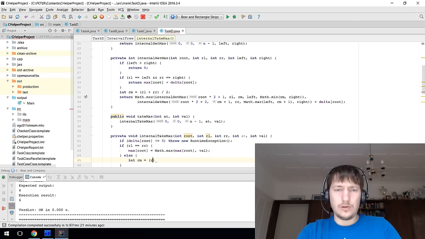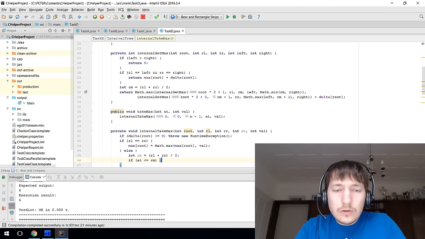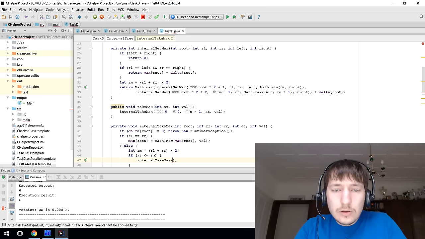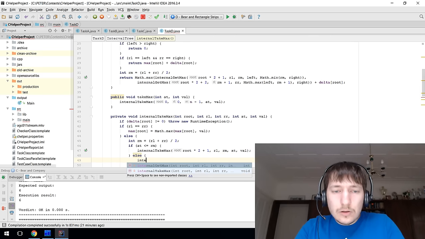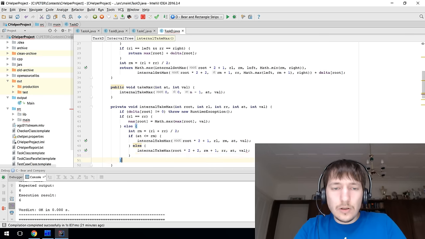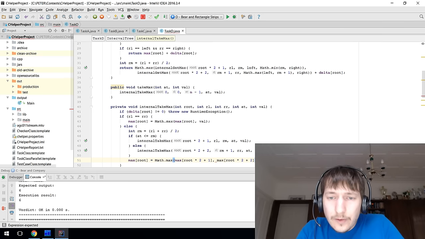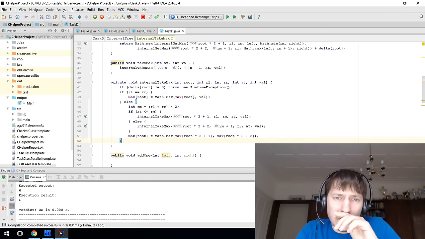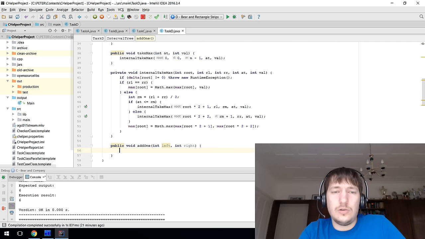otherwise int rm equals rm plus error divided by 2. If not, internal take max rm at all, otherwise internal take max rm plus 1 error at all. Okay, max root equals max of max max root times 2 plus 1, max root times 2 plus 2. Alright, and delta here is always 0. Okay, that seems to make sense.